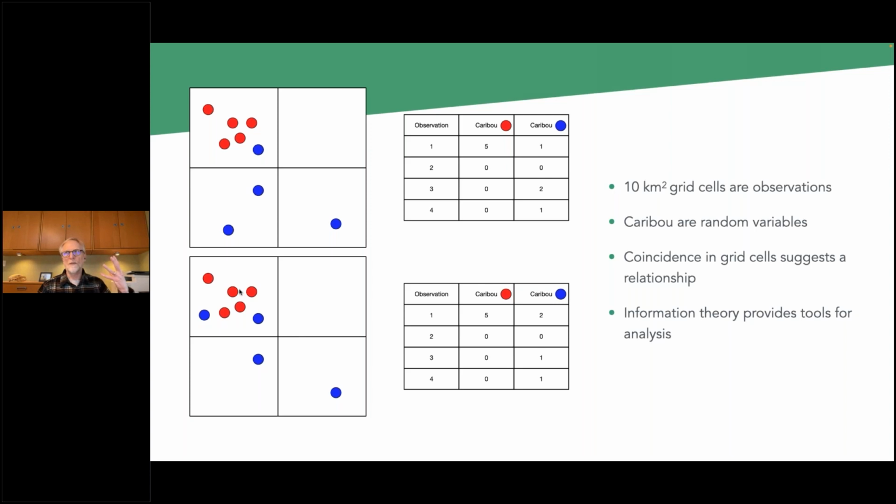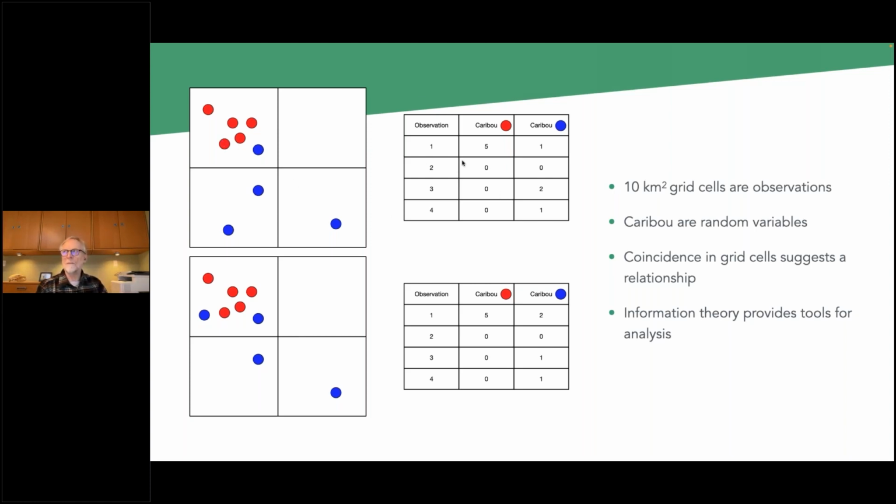And so if you think about this conceptually, in the bottom example, the red and blue caribou are slightly more associated in space than they are in the top example. So conceptually, that is the way we're going with this. If you have different caribou that are more associated in terms of the grid cells they're falling into, then that suggests that they are more related in space. And so this is what we were trying to get after.